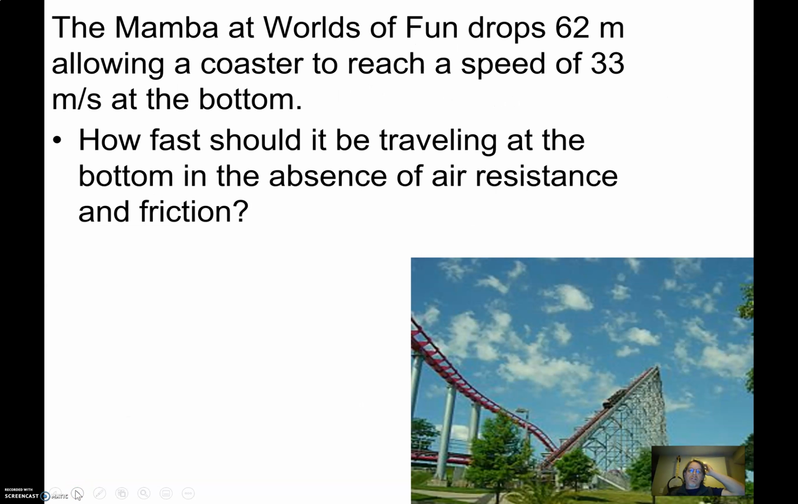Hey, how about the Mamba? A lot of you have been on the Mamba before. What's fun about the Mamba is you've got a big drop, 62 meters, that allows the coaster to reach 33 meters per second. That's like 75 miles per hour, so maybe 72, I can't remember.